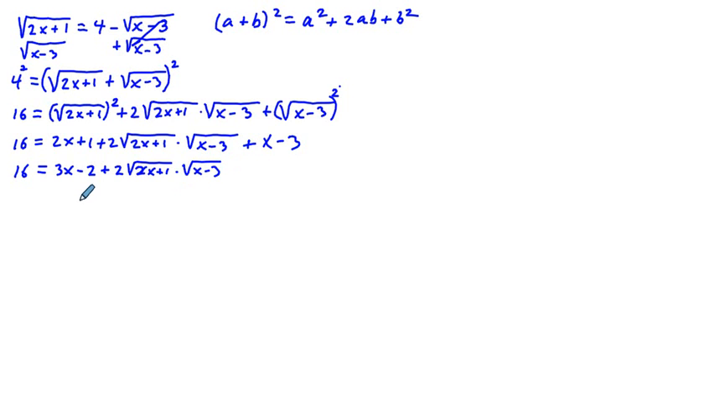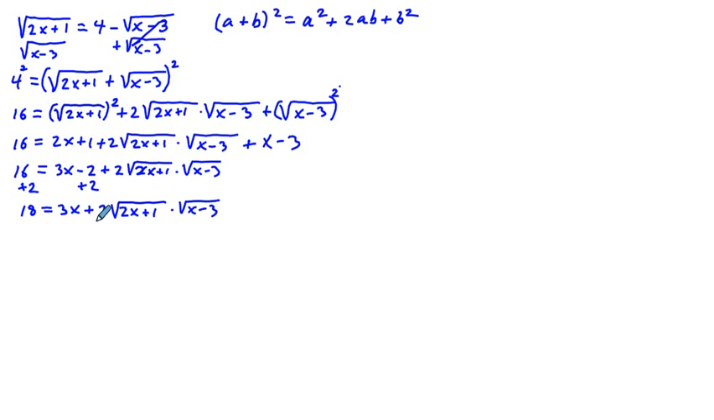Okay, the next thing we're going to do is add 2 to both sides of the equation. So now on the left side we have 18, and that's equal to 3x plus 2 times quantity 2x plus 1 times quantity x minus 3.